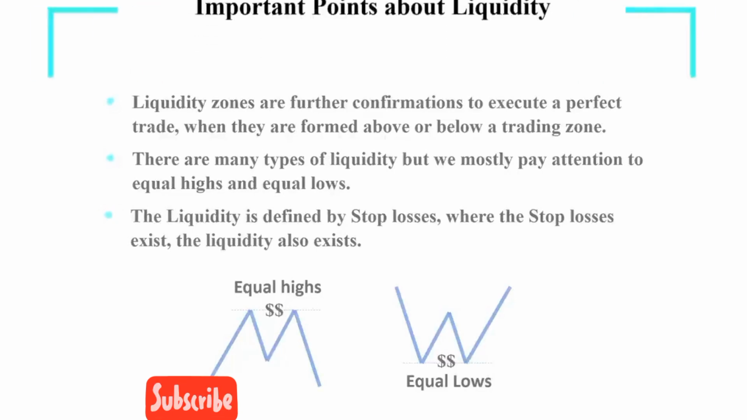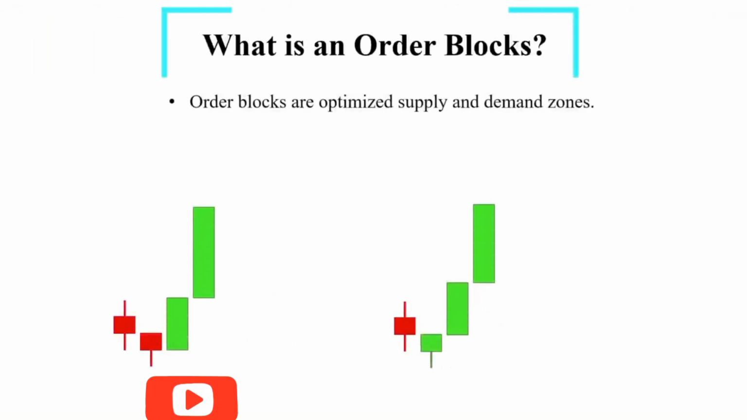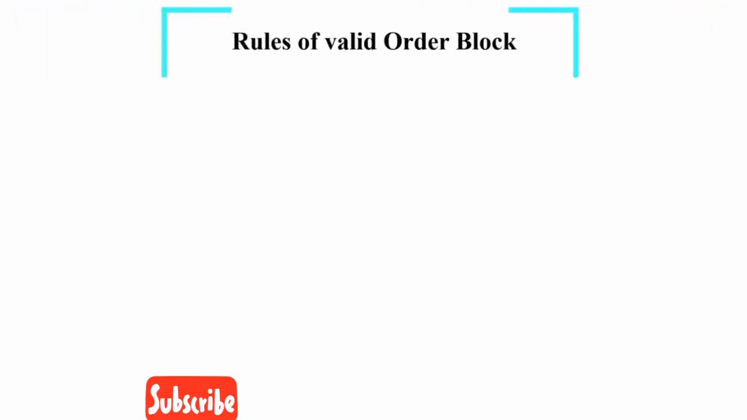So, next topic we have order blocks. Order blocks are optimized supply and demand zones. We consider the last recent candle that created the inefficiency as an order block zone regardless of being bearish or bullish. But we have three rules for a valid order block.